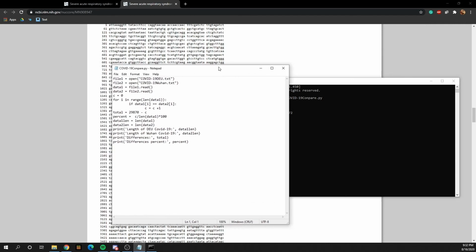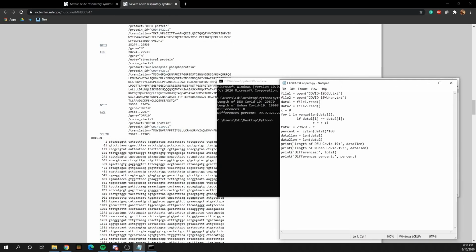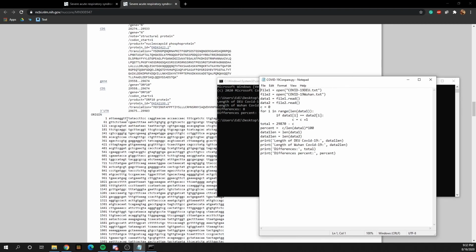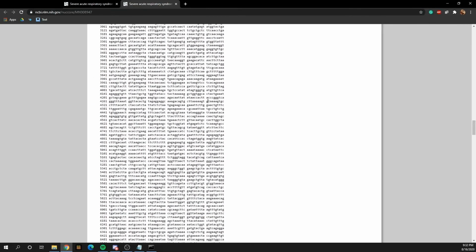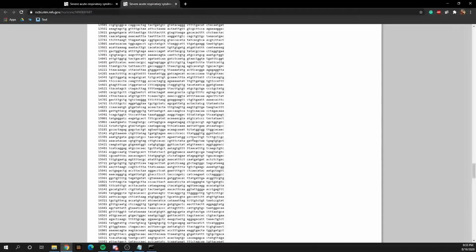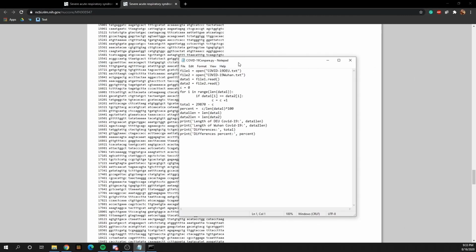And this is the code. So we copy all of the genes here into a file, and then we delete all the spaces and the numbers using Python. We get just the letters, and then we compare them. That's it.